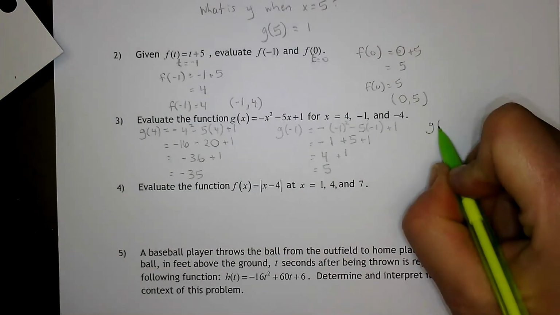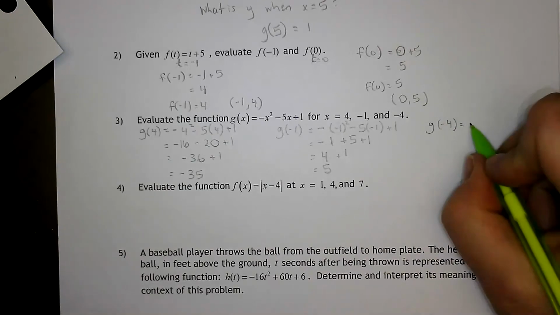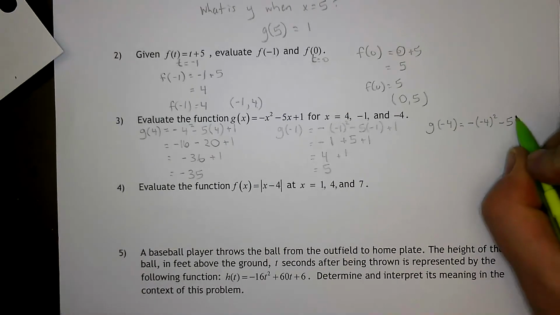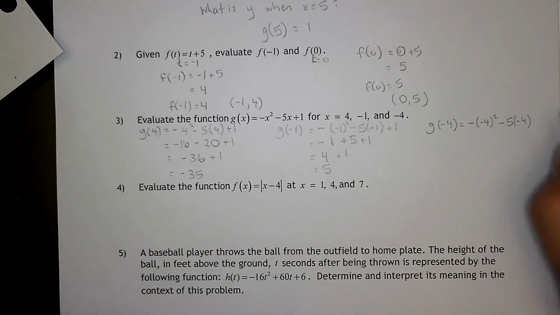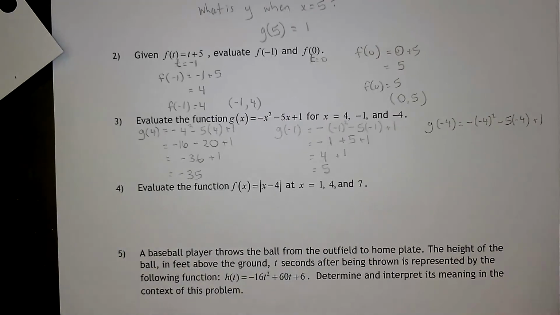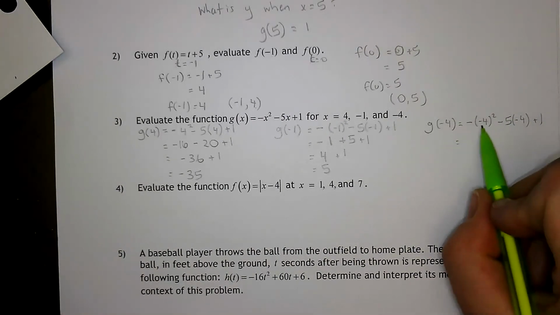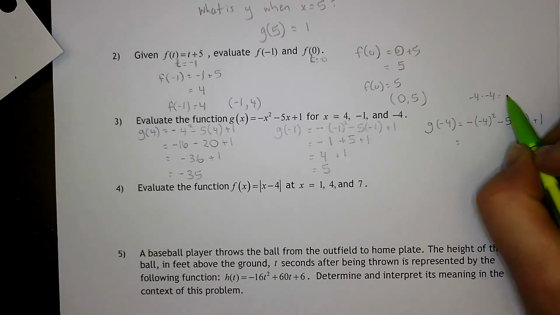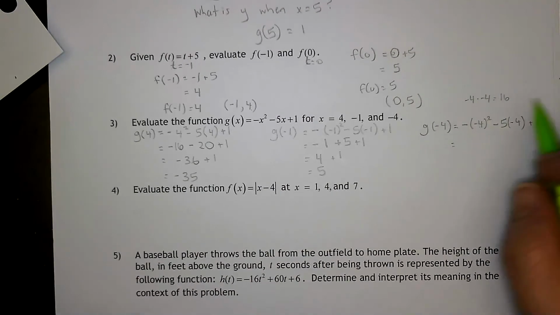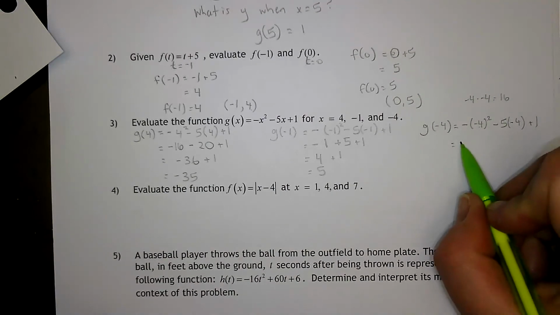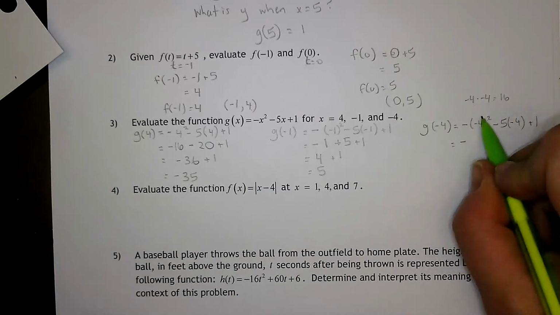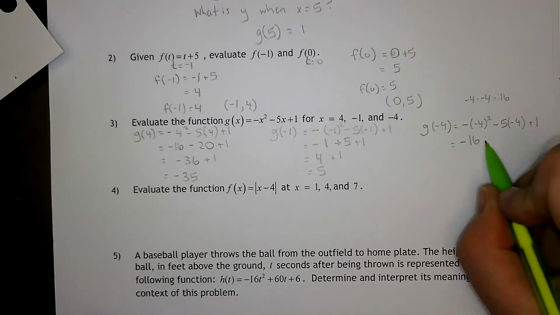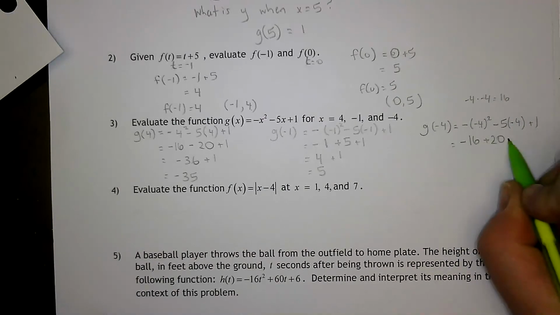Finally, g of negative 4. So we've got negative 4 squared minus 5 times negative 4 plus 1. We get to do this all again. Negative 4 squared is negative 4 times negative 4, which is positive 16. So that negative just comes right down. Negative times positive 16. A negative 5 times negative 4 is positive 20 plus 1.